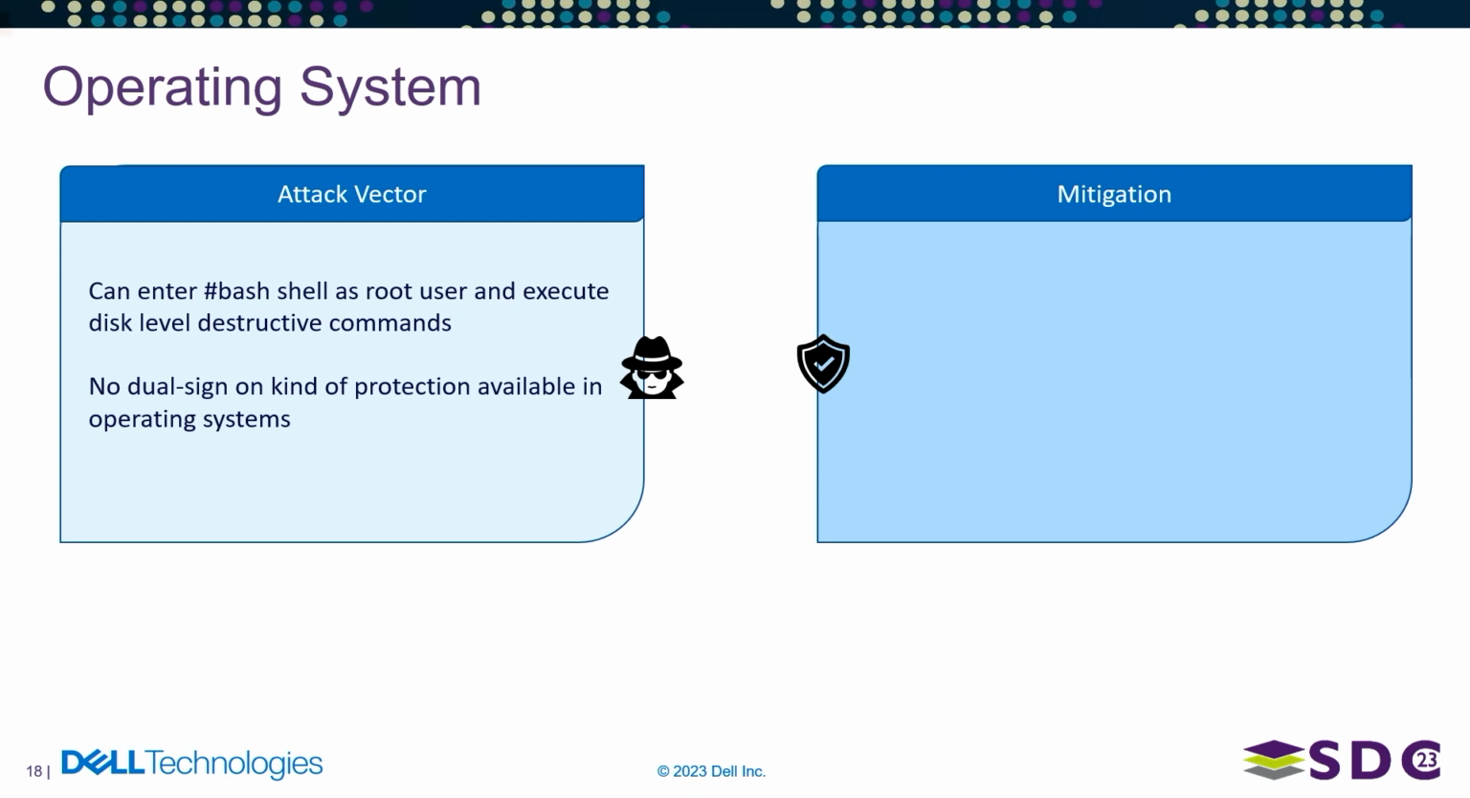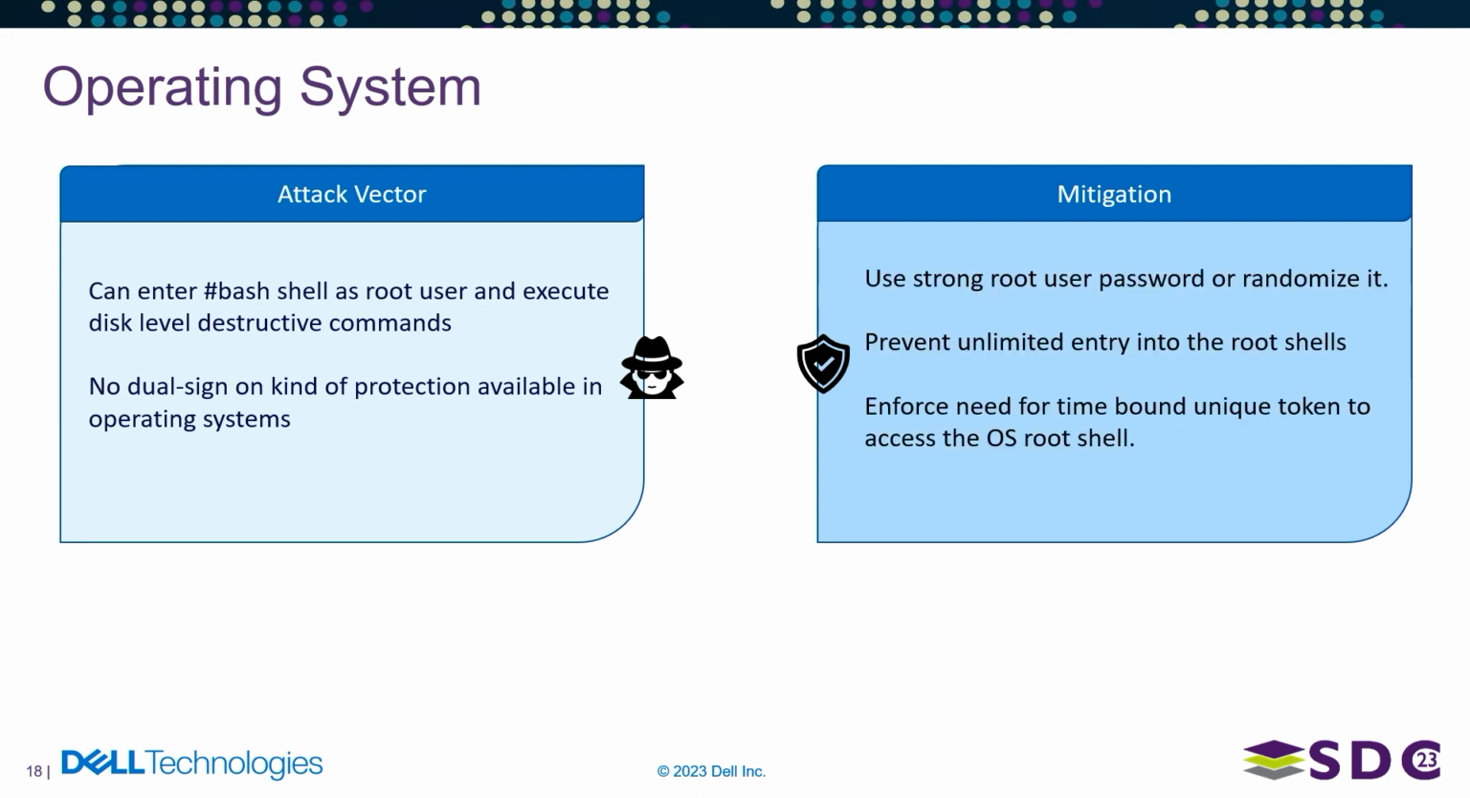For example, the famous dd utility in Linux, right? Just go and wipe and write garbage to it. All locked data is gone. Similarly, they can destroy the partitions, whatever they want when they have access to the OS shell. And there is no dual sign-on in any OS as such, right?